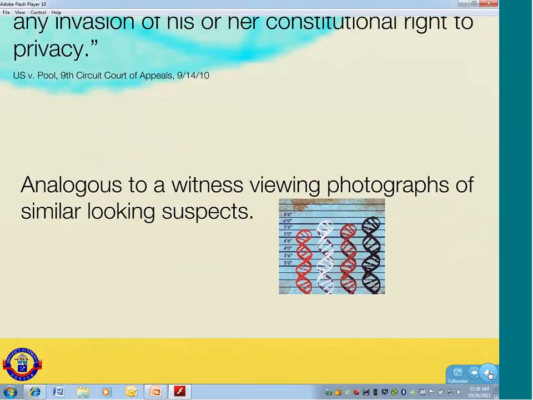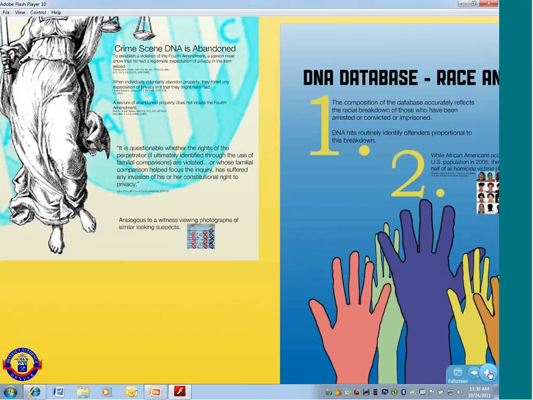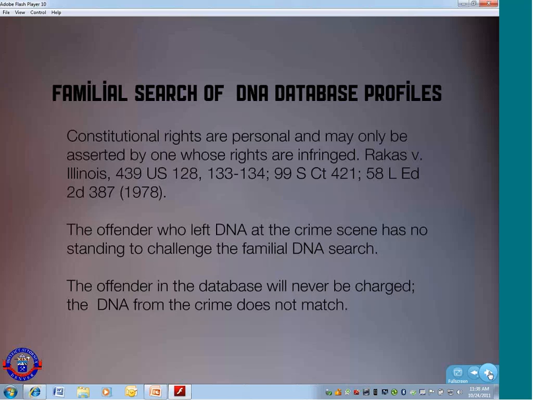Then as far as the individual in the database goes, what are their grounds to challenge a familial search? Hopefully, all the people in the database are there legally. They've been convicted or they've been arrested for those qualifying offenses that get them into the state database legally. We are searching an unknown profile against their profile, knowing full well that they're not the person that committed the crime. We're never going to charge them with a crime. So in the criminal case itself, they wouldn't have standing to raise a Fourth Amendment issue. They're not the defendant in the case, so again, they have no standing there.